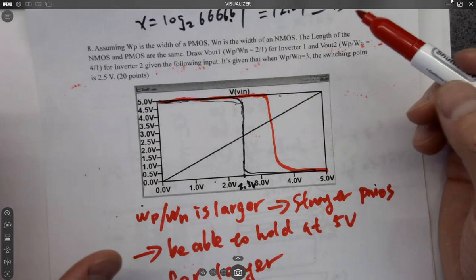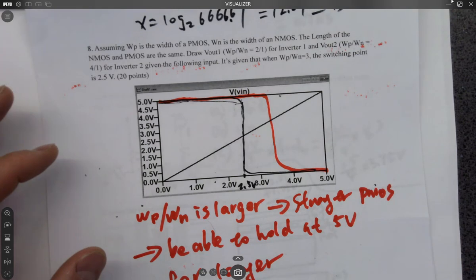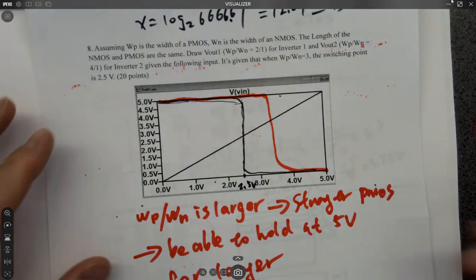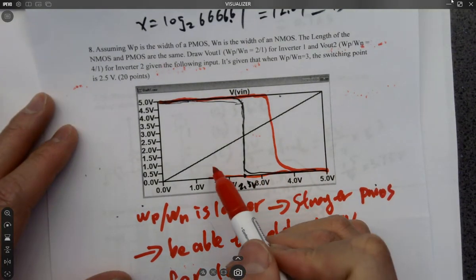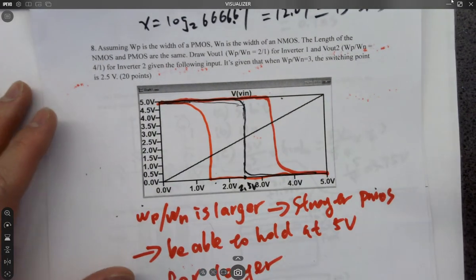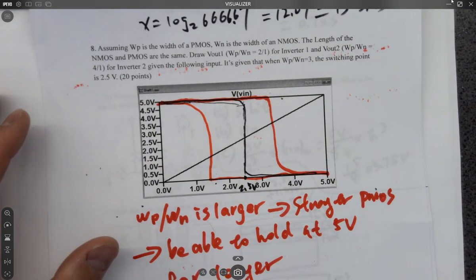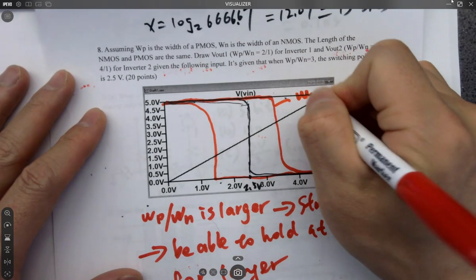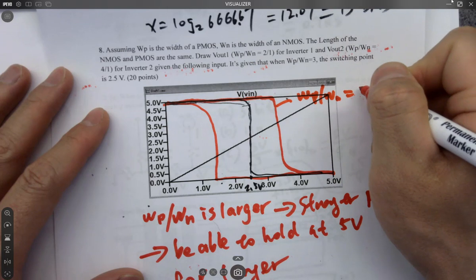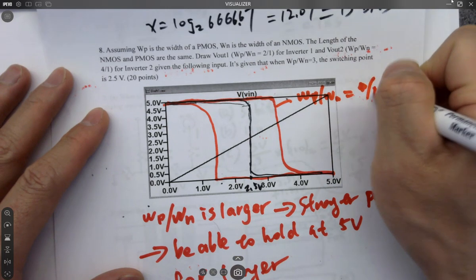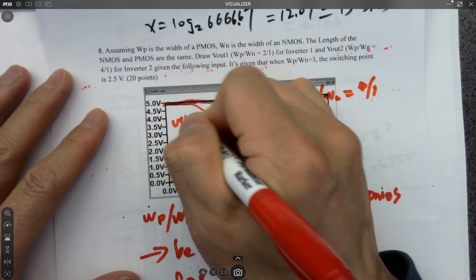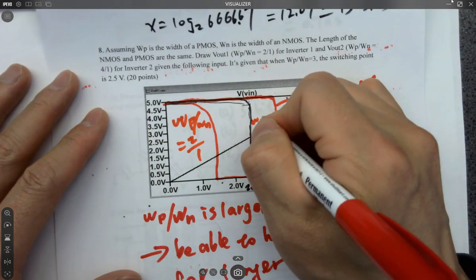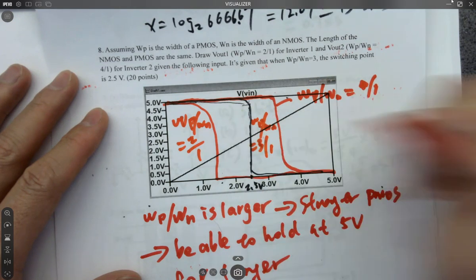So if you have a weaker PMOS, it means a stronger NMOS. A stronger NMOS will hold the 0 state for longer until it cannot hold it, and then it will switch to 1. So that's the whole point. So this is WP over WN of 4 to 1, this is WP over WN of 2 to 1, and this is WP over WN of 3 to 1.